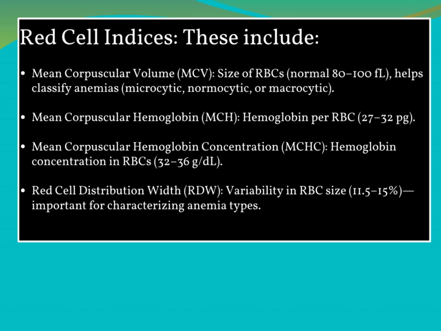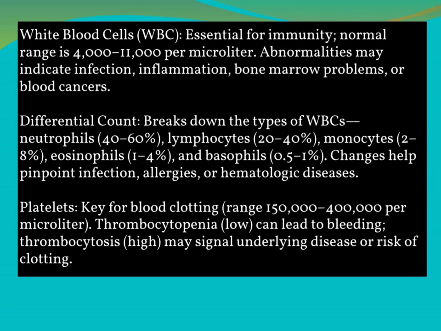Another is MCHC, mean cell hemoglobin concentration. Hemoglobin concentration in red blood cells, 32 to 36 grams per deciliter. And fourth, RDW, red cell distribution width. Variability in RBC size, 11.5 to 15%, important for characterizing anemia types.